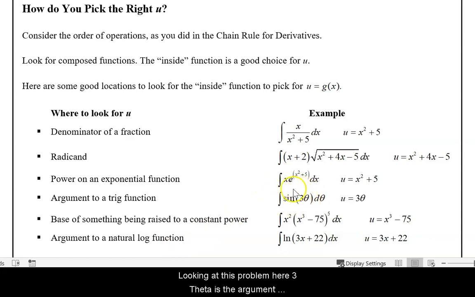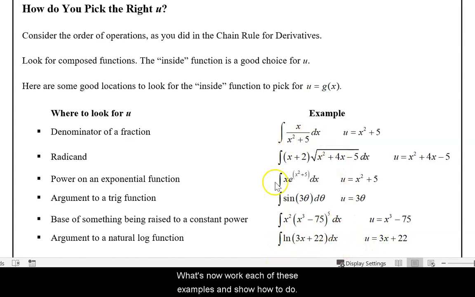Looking at this problem here, 3 theta is the argument inside of sine, and that makes it the best choice of u. Now I've put it in parentheses, but be aware that that is not required, and that sometimes those parentheses will be left off. You have to know that the 3 theta is the argument for sine, and that it is the right choice for u. Similarly, when we look down here at natural log, we have inside the natural log the expression 3x plus 22. The argument to natural log is the appropriate choice of u here.